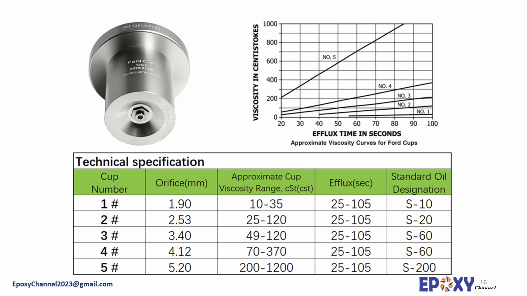Ford and Zahn cups are some of the most commonly used viscosity cup varieties. Each cup design is unique, thus care must be taken when comparing viscosity values between different cup types. The value a viscosity cup provides is an absolute value and does not include the allowed tolerances.